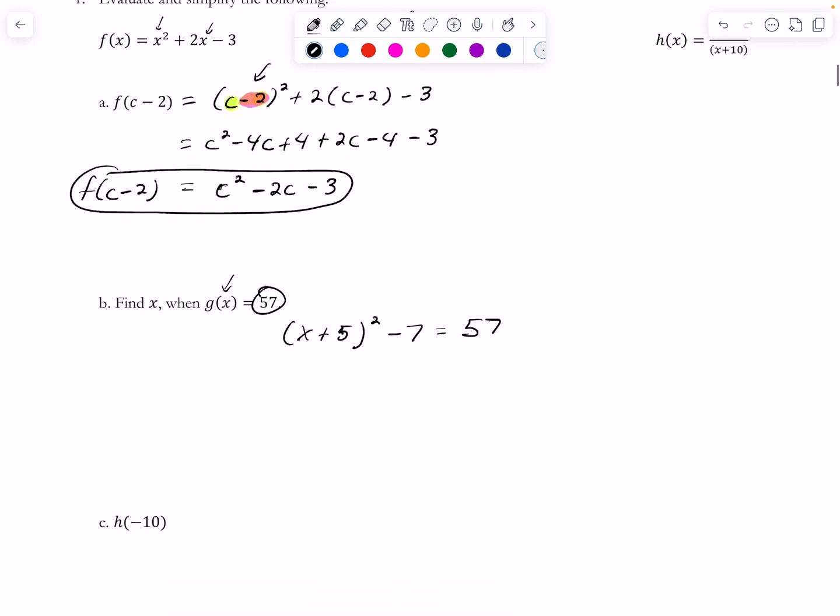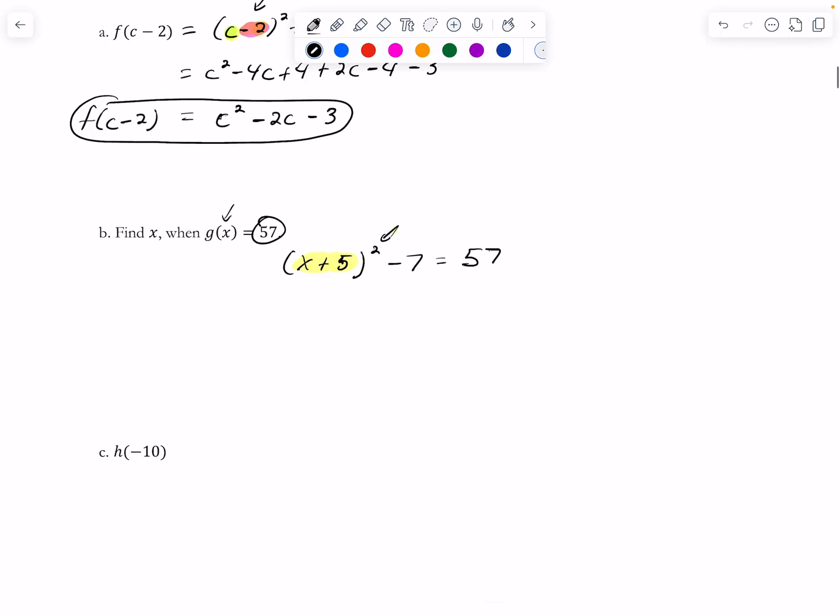But my brain is thinking this has become a quadratic equation that I'm going to solve using the square root method. When I see this in parentheses, isolated for my square right here, that tells me that I'm going to use the square root method. That's my preference. Now, it's not wrong if you do the other way. It'll just take you a lot longer. Okay, so I'm going to add 7 to both sides to get 64. Take the square root of both sides, so that gives me x plus 5 equals plus or minus 8.